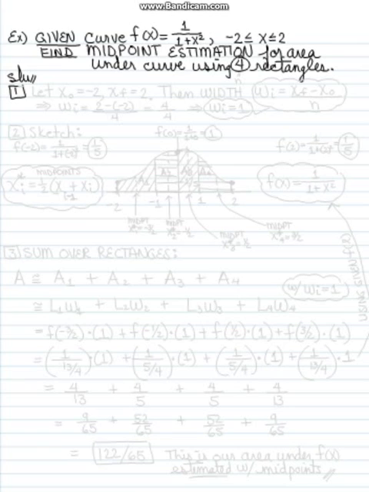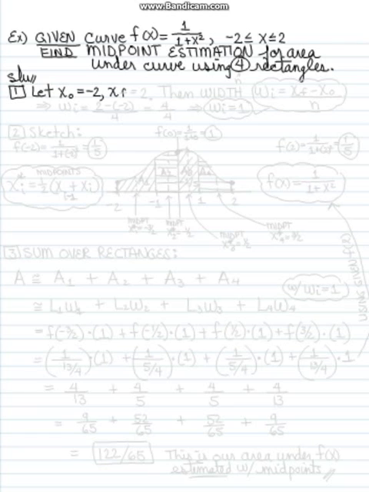Okay, now we're going to do an estimation of the area under the curve using the midpoint. So we're given the curve f of x equals 1 over 1 plus x squared, restricting our domain from -2 to +2. We're asked to find the midpoint estimation for the area under the curve using exactly n equals 4 rectangles. So let's enumerate our steps.